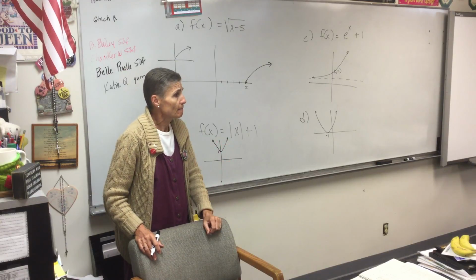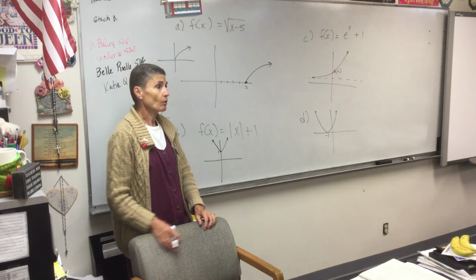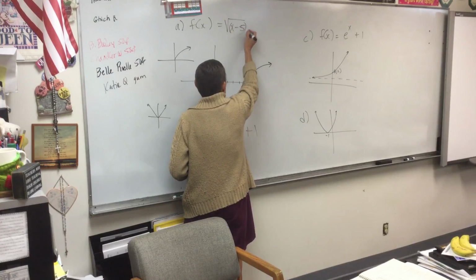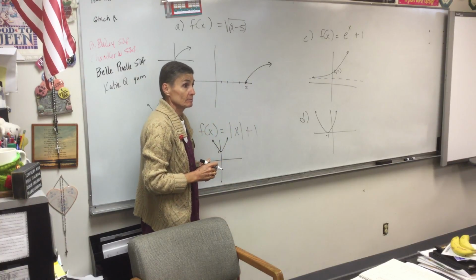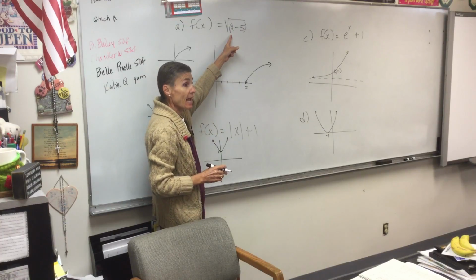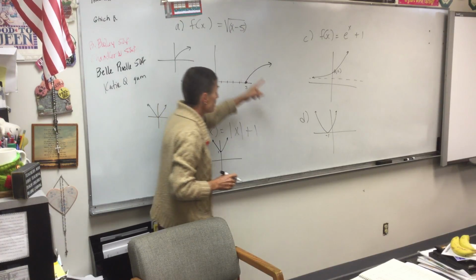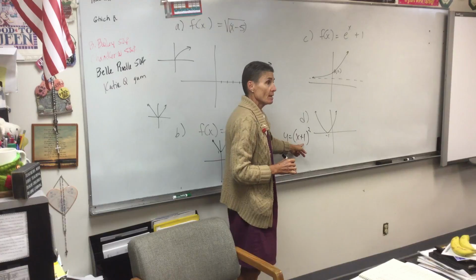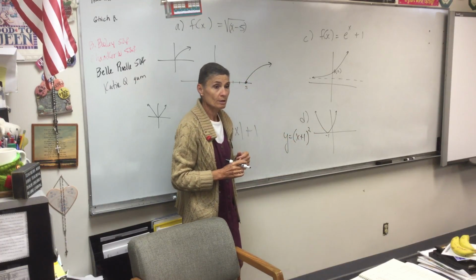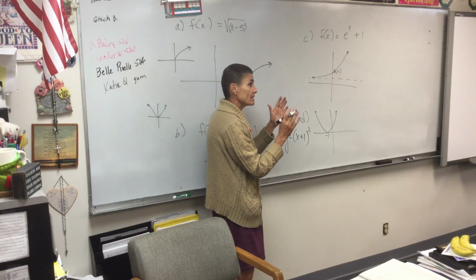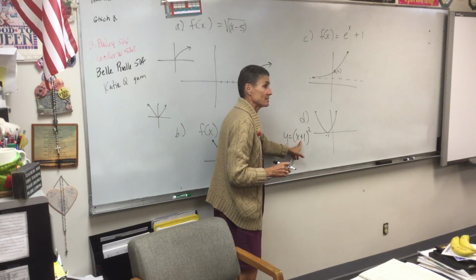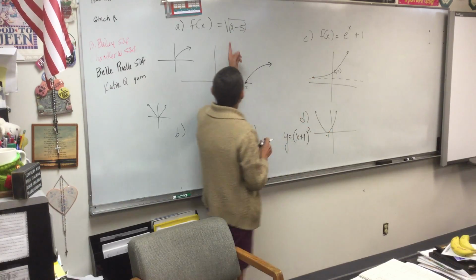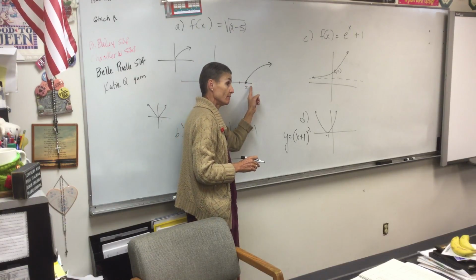Shoot, how do I know whether to go up, down, left, or right? What's the key here? The key here is where the number is. If the number is attached directly to the X, like this is attached to the X, right to the X, then you move left or right. And notice that like everything else that's attached to an X, you go opposite. So this was X plus 1, so I came left 1. This was X minus 5, so I went positive 5.